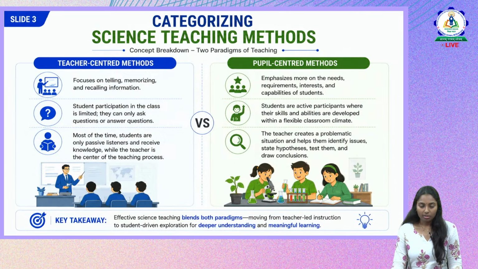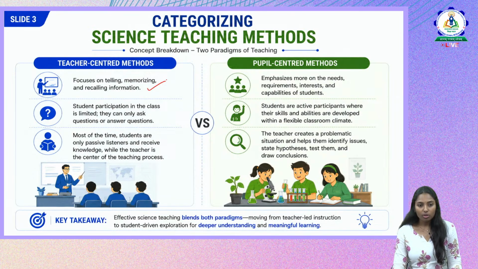There are 2 types of methods here that we know, like 2 paradigms of teaching. Before, it was majorly teacher-centered methods. Now we are slowly shifting towards pupil-centered methods, also called student-centered learning or child-centered learning. In teacher-centered methods, all we have is a lecture-based method, where the focus is mostly on telling or informing, or recalling the information. The basis of most teacher-centered methods is to make sure that rote memorization is done.